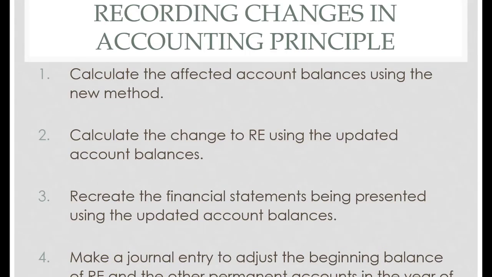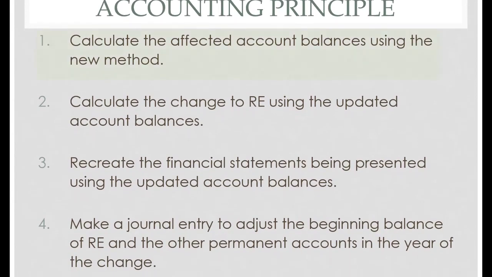Well, let's take a look at how we actually do this. And we're going to break it down, as always, into steps. And if you can be comfortable with the steps, you'll be good to go. Step number 1, we're going to calculate the affected account balances using the new method. So if I'm changing from FIFO to LIFO, then I'm going to go back and recalculate inventory and cost of goods sold for all of these previous years and the current year. Once I've got those numbers done, then I can move on to step 2 and calculate the change to retained earnings using the updated numbers. So really, I'm looking at the change in the expenses and revenues that would have been caused by this new method.